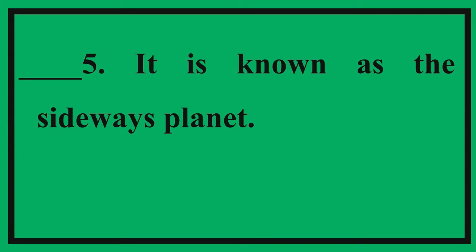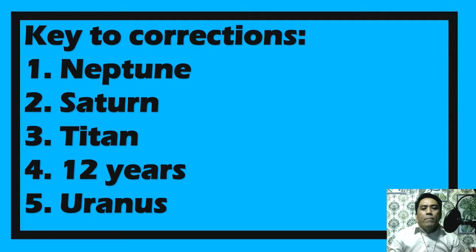Okay, so let us check your answer. So tingnan ang inyong mga sagot kung tama. So number 1 is Neptune, 2 is Saturn, 3 is Titan, 4 is 12 years, 5 is Uranus.